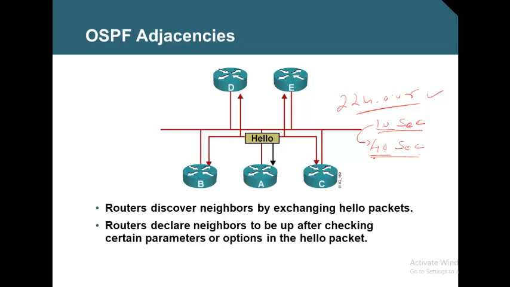Local timer is 40 seconds, and the incoming timer is, let's say, 30 seconds. They don't accept the packet. Right in the beginning itself, they discard. There is no chance of forming adjacency. So certain parameters need to match to form neighbor. The routers declare neighbors to be up after checking certain parameters. So it checks some options in the hello packet. After that only a neighboring router is declared as a neighbor.